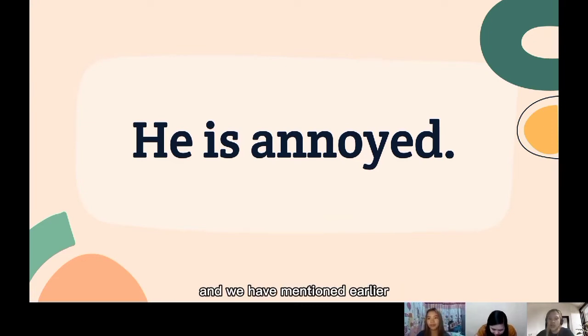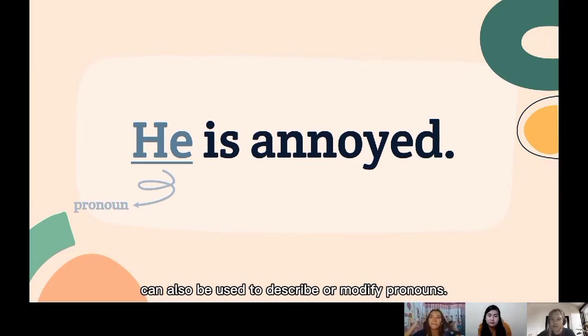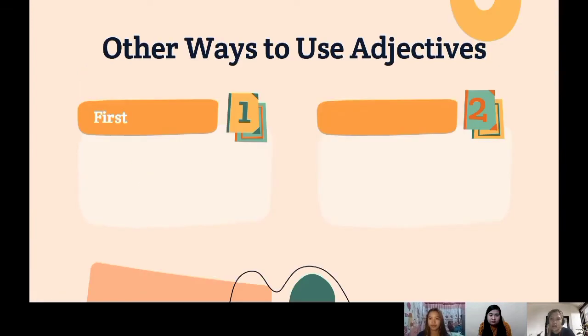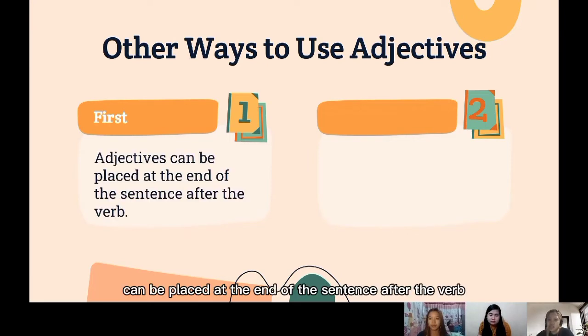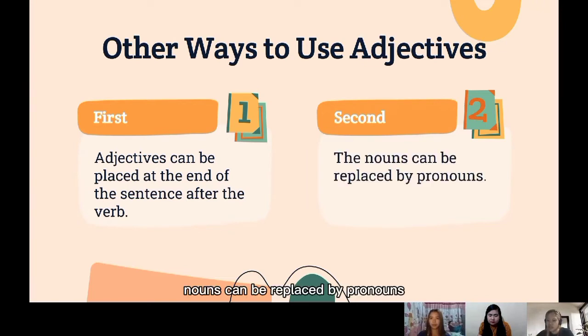Okay, very good. We have mentioned earlier that adjectives are noun modifiers, but aside from that, adjectives can also be used to describe or modify pronouns. To conclude, those examples are other ways to use adjectives. The first one, adjectives can be placed at the end of the sentence after the verb. And the second use is nouns can be replaced by pronouns.